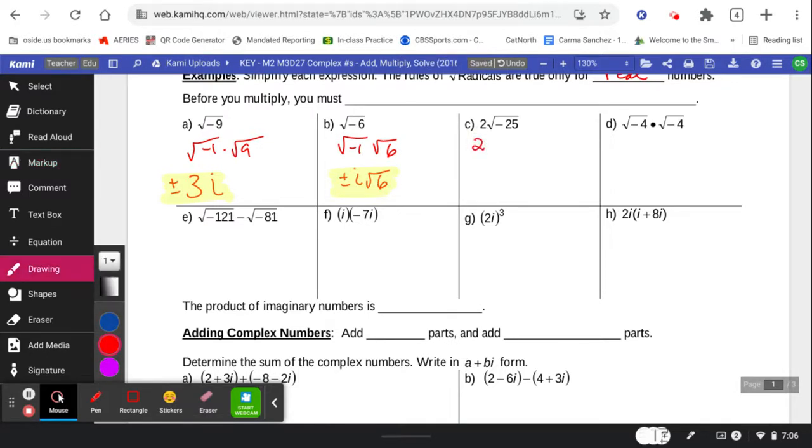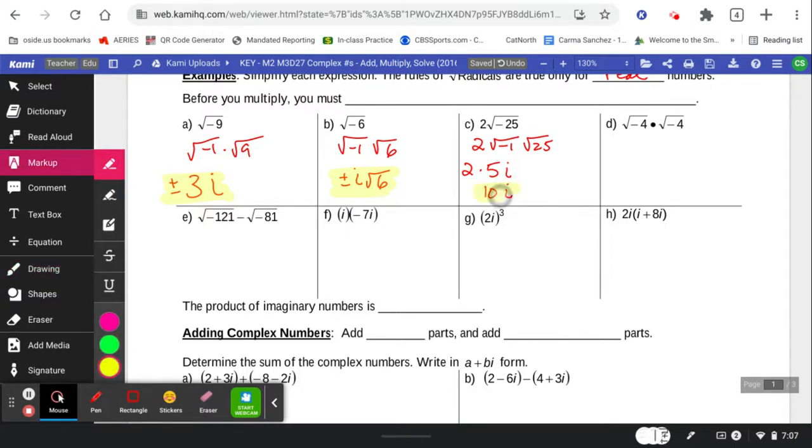On the next one, there's a factor of 2 out front. We still simplify this radical. Square root of negative 1 would be i. Square root of 25 would be 5. Don't forget about that factor of 2 in front. 2 times the 5i result would just give us a simplified answer of 10i.